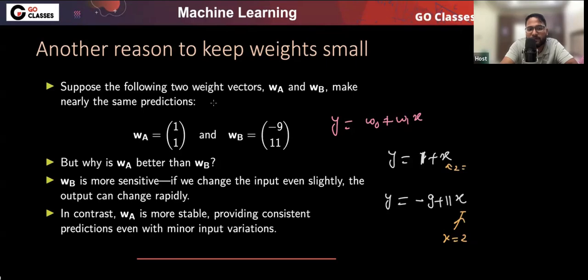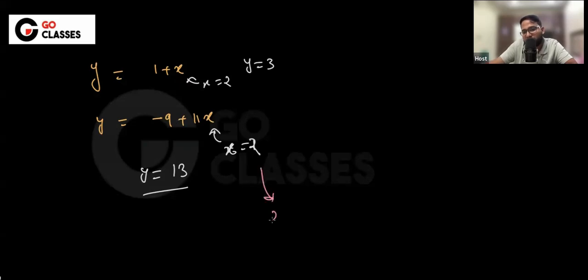What was that? Minus 9 plus 11x. See here, if x is, let's suppose, 1, right? If x is 1, then y will be, or maybe x is 2, then y will be 22 and then minus 9. So it will be 13, and then if here x is 2, it will be 3. Okay, but now suppose you change from 2 to 2.3 or 2.5, a little bit of variation you take.